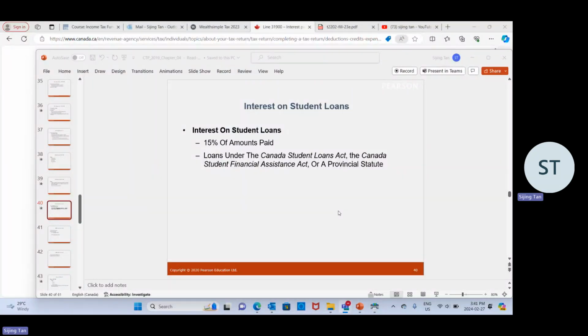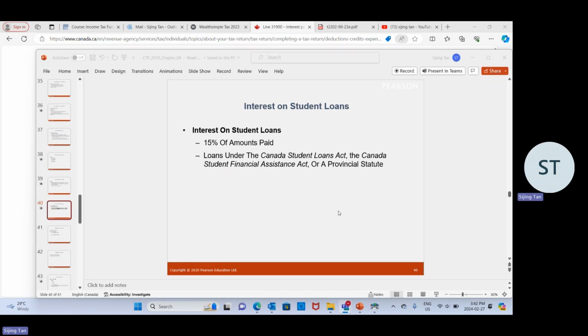I did have a student ask the following question. She applied for a student loan of $14,000. However, at the end of the tax year, she received a T2202 that shows only $10,000. She's wondering what happened to the rest of the money, since it's not shown on the T2202.